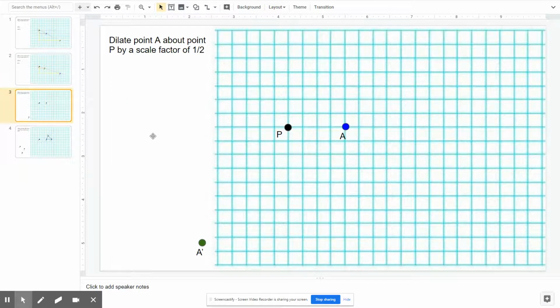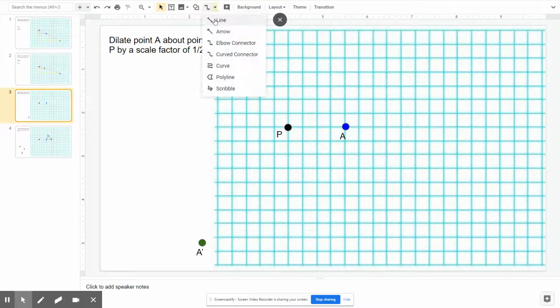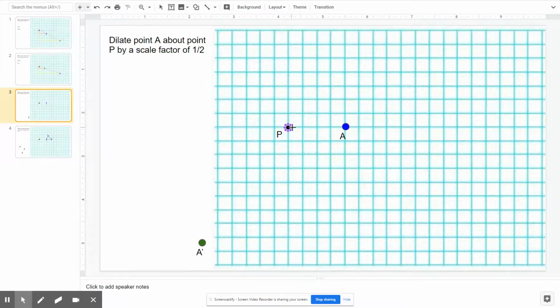Let's do another one where they're straight on the line. So this one here says, same thing, dilate point A about point P by a scale factor of 1/2. Now, the cool thing about this is it's really just on a straight line. Straight lines are great because you just got to figure out what you got. So how far is it from P to A? 1, 2, 3, 4. It's 4 to A.